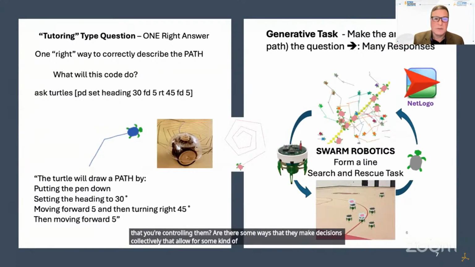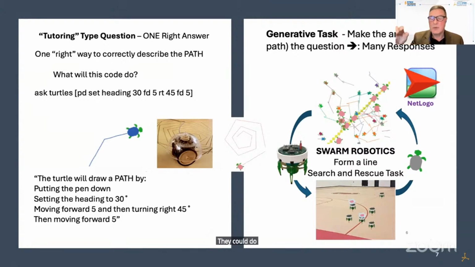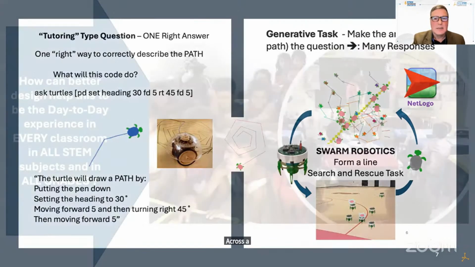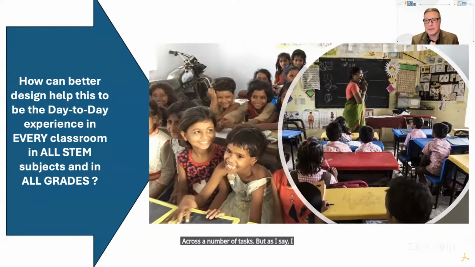So they could form a line. A real world application is search and rescue. So you have some boat that has sunk off the coast, and how do you begin to think about searching? So there are ways in which the robotics might move from individual robots to swarm robotics across a number of tasks. But as I say, I'm not talking primarily about robotics. So I think that's one example.